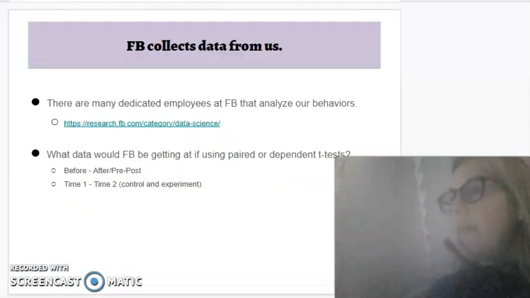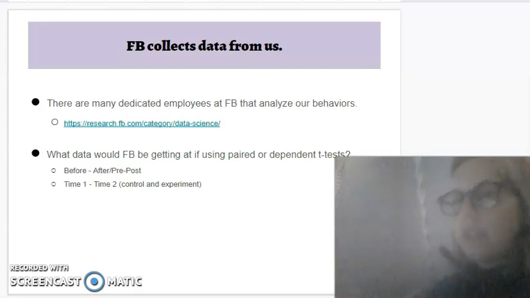When we think about it, we can think about some ideas. What could we get from Facebook if we are able to capture pre, post, before, after measures, or time 1, time 2 measures, or control and experiment? So I encourage you, what kinds of questions would you have that you would use a dependent, paired, or related t-test? And I will tell you, there are questions we can ask where you could use either an independent t-test, taking 2 different groups, or a dependent t-test, taking the same people measured over time.